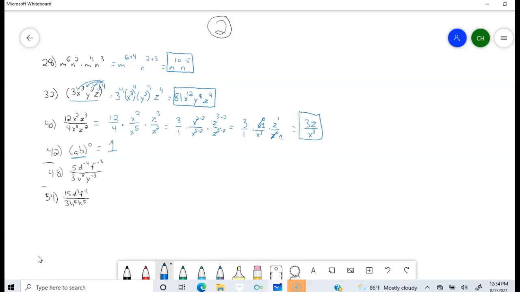Okay, number 48 says to write without negative exponents and simplify when necessary. So it doesn't want any negative exponents, which means we need to take them to the opposite side of the fraction to get rid of them. So the top is going to be 5. That's going to drop. That's going to drop. The bottom will be 3. That one stays. V squared. That one goes up. So that becomes y to the 3rd up here. Now these two I'm going to drop. D to the 4th. F to the 3rd.